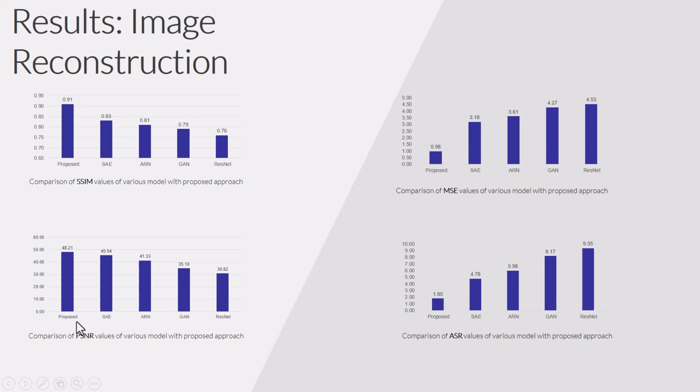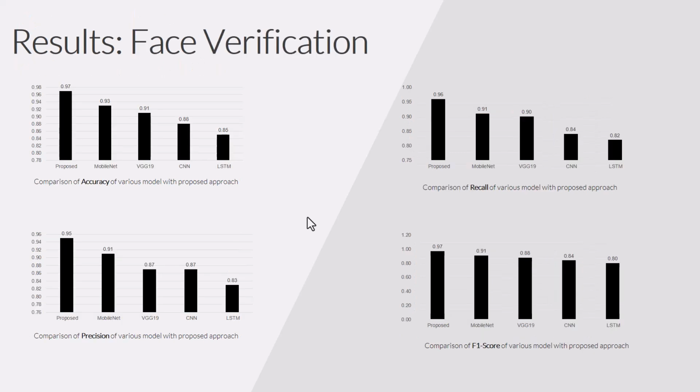Similar observations we can see in PSNR. The higher the PSNR, the better the reconstruction. MSE and ASR should be as low as possible. Mean squared error is minimum in our case, and ASR, that is attack success ratio, is also minimum in the presented model. So this shows how accurately, or how well, the presented model is reconstructing the images from the attacked images.